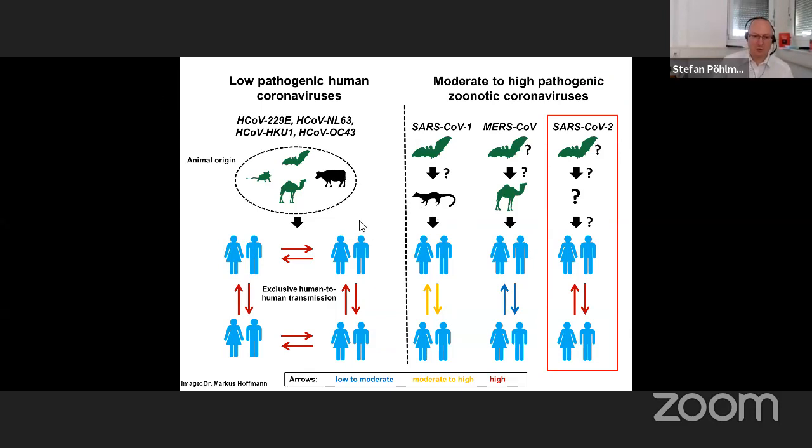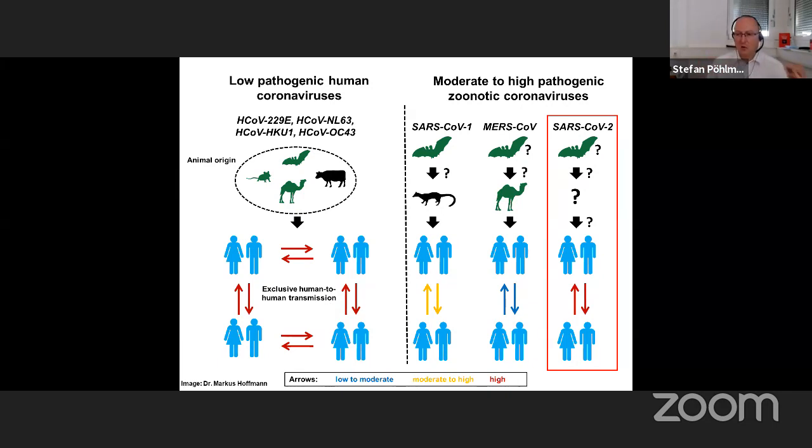Sorry, let me start differently. The reason is that there are human coronaviruses that were transmitted a while ago from animals to humans and now exclusively circulate in humans, and this is the major point, they do not cause any kind of severe disease. They cause common cold-like symptoms, and therefore they were not in the focus of scientific research.